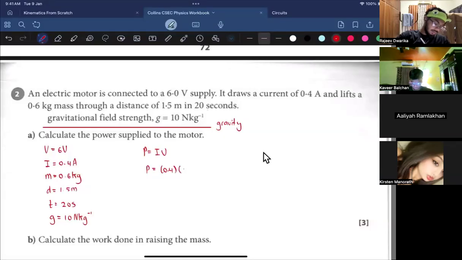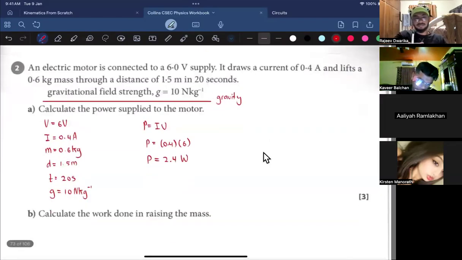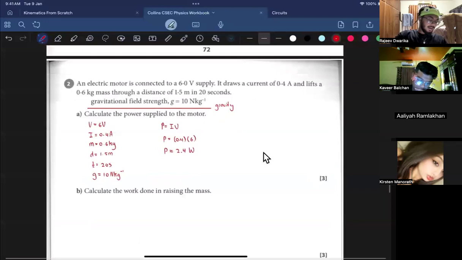V is 6. Right, so what is 6 by 0.4? 2.4. What is the units for power? Watts, that's correct.